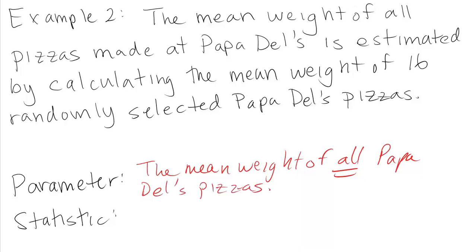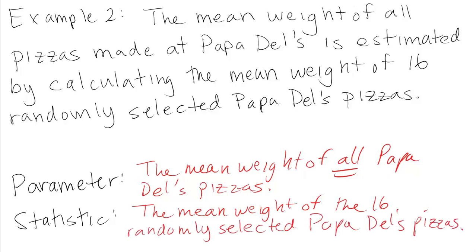The statistic would be a number that summarizes the sample data. The sample, we said, was the 16 randomly selected pizzas, and again, we're going to calculate the mean here. So the statistic is the mean weight of the 16 randomly selected Papa Del's pizzas. The parameter is a number that describes the entire population. The statistic is a number that describes the sample.